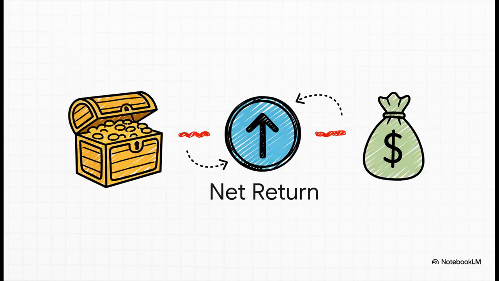Now this is just another way of looking at the same formula, but it's really useful because it forces you to be super precise. That final value isn't just what you sold it for. It has to include any extra income you made, like dividends, and that initial value has to include all your costs. It's a great way to make sure nothing gets forgotten.